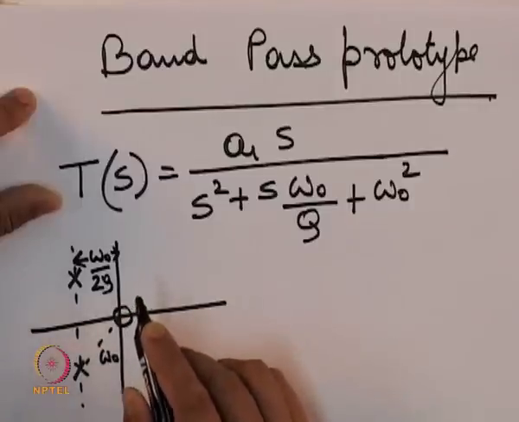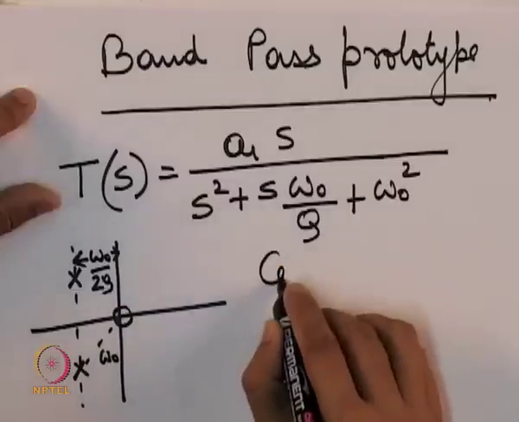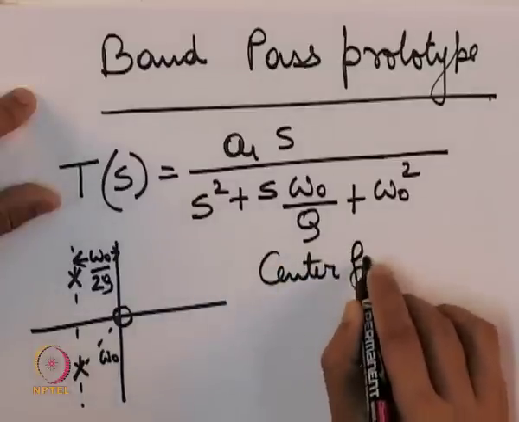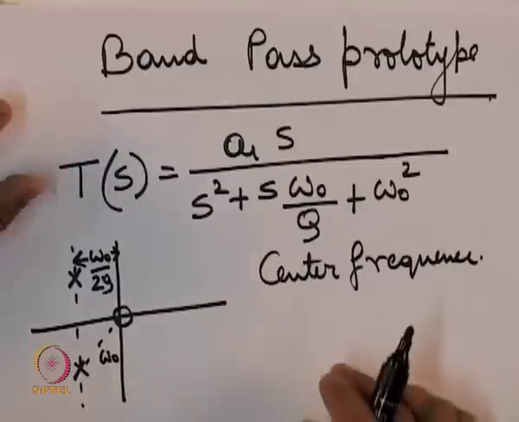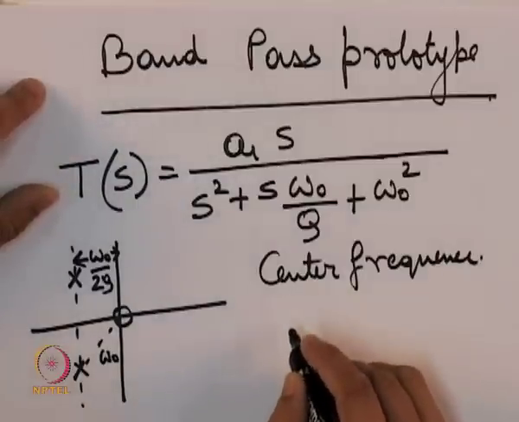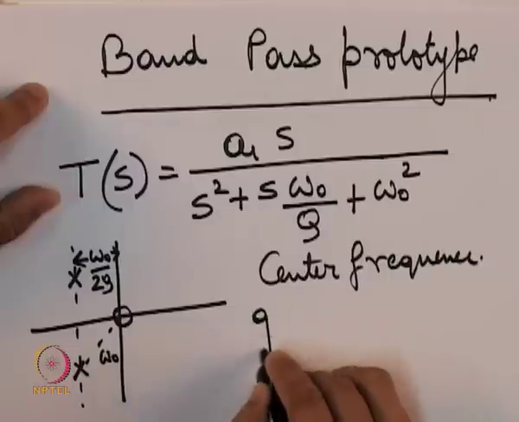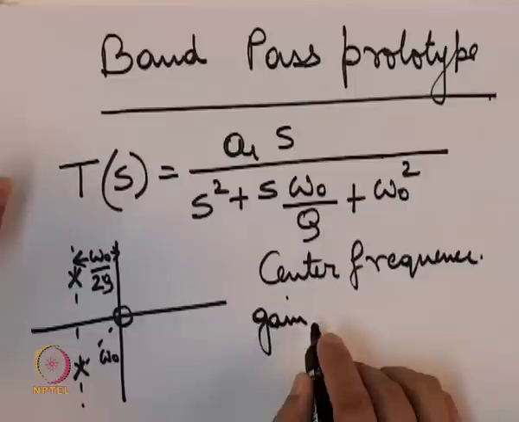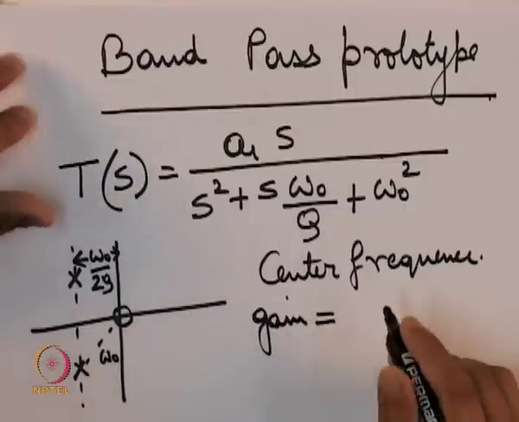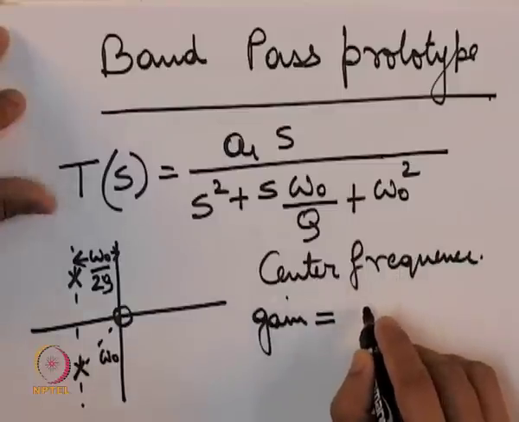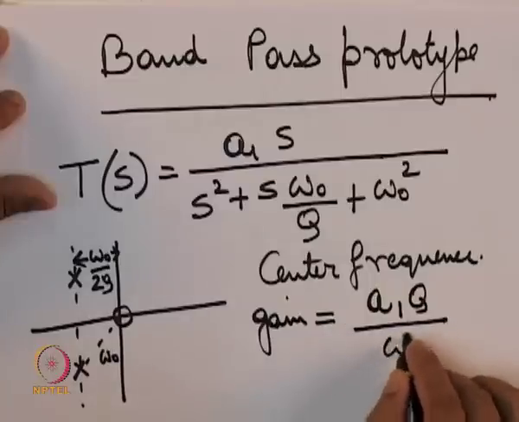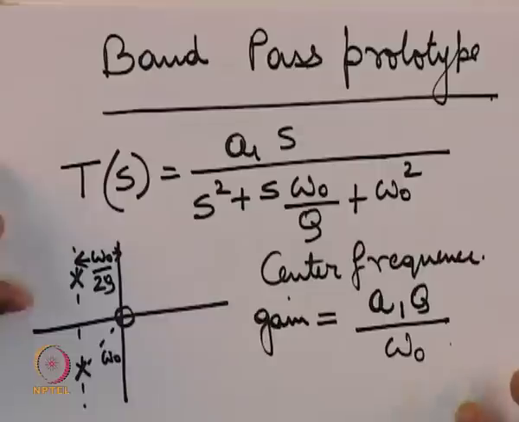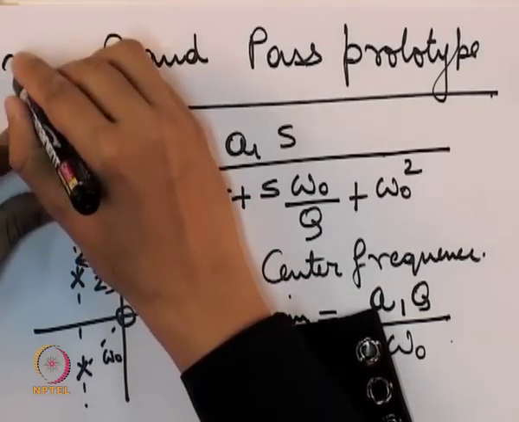A 0 at origin and center frequency gain. So, for the low pass case, we had the gain at 0 or DC. For the HF case, we had the gain at infinity or high frequency gain, and for the band pass filter, we have a center frequency gain of this one.